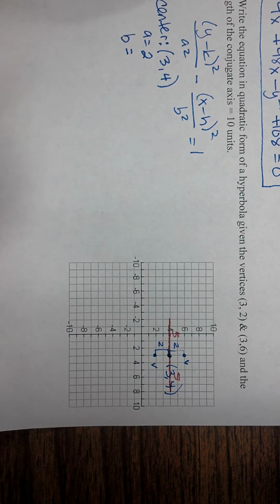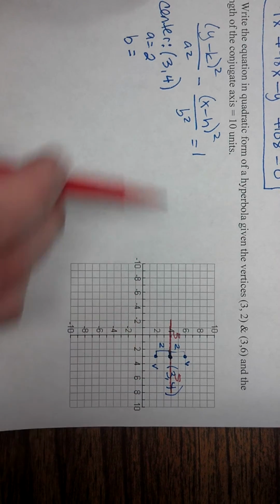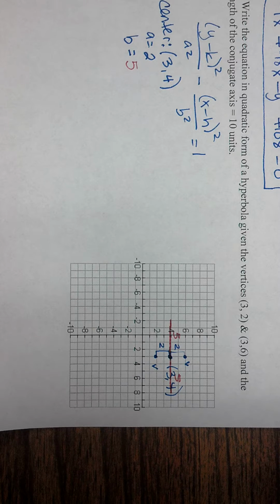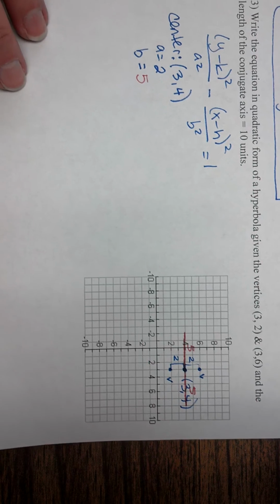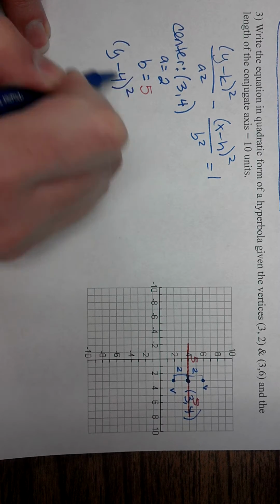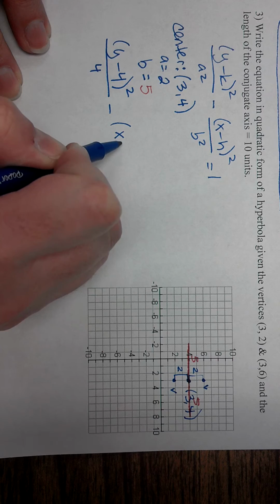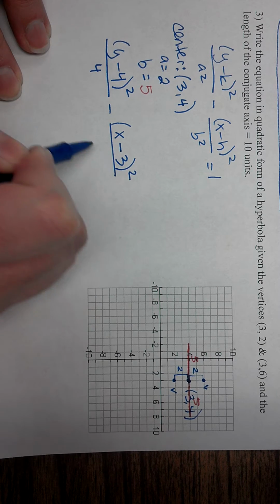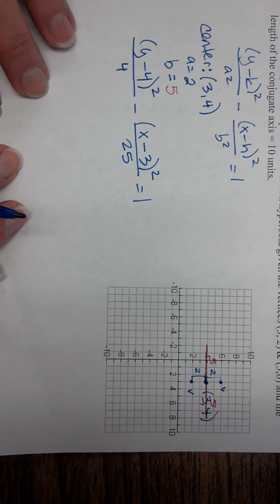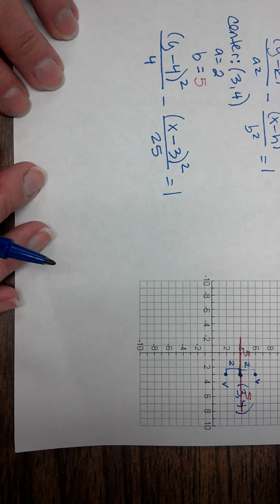I really didn't have to graph it. As long as you know the conjugate axis, half of the conjugate axis is what's going to give you b. So b is just going to be 5. All right, so now let's plug everything in. (y minus 4) quantity squared over 4 minus (x minus 3) quantity squared over, let's see, that's going to be 25, equal to 1. That would be standard form, so now we got to multiply to get quadratic form.